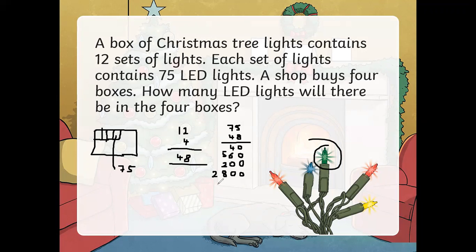So now we just add everything up. 0 plus all the zeros, 0. Then a 4 plus 6 is 10. Write the 0, carry the 1. 1 plus 5 is 6, plus 2 is 8, plus 8 is 16. We write the 6, and we carry the 1. 1 plus 2 is 3. So the final answer is 3,600 LEDs will be in 4 boxes.